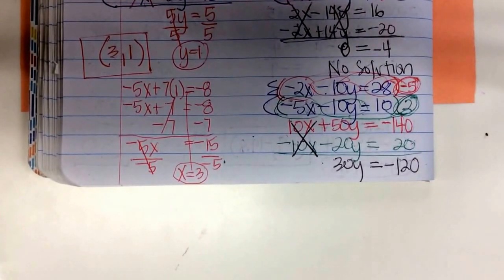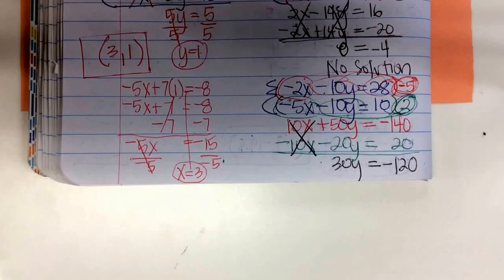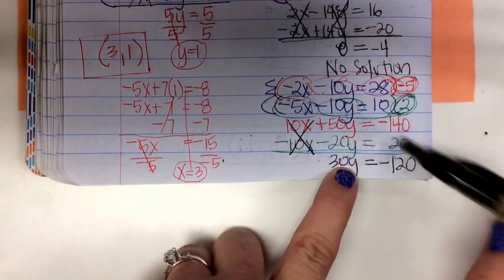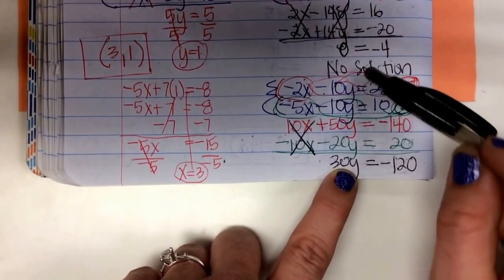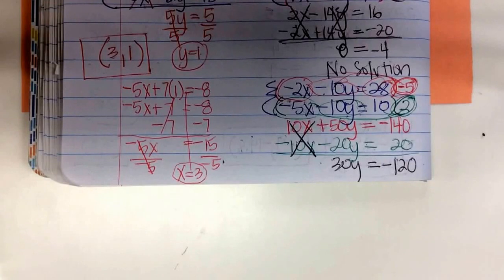And then you'd solve, substitute, and get your answer. Divide by 30, yep, so y equals negative 4. And then you take y equals negative 4 and choose one of these to put it in, doesn't matter which one, and solve. Questions?